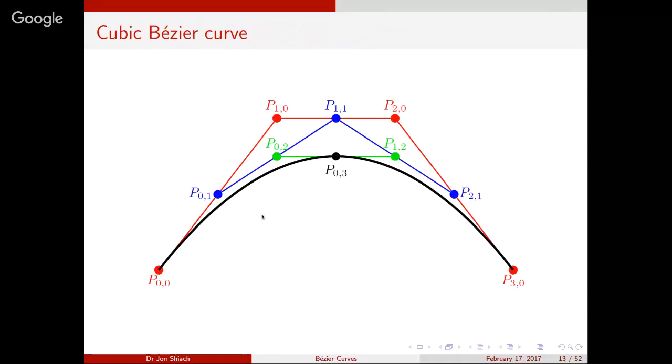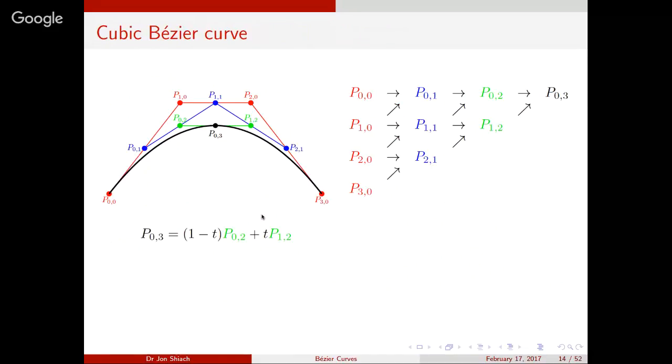When you start to get higher order degree curves, it starts to get more and more control points coming in. So here, I've got a cubic Bezier curve, so I've got 4 initial control points, P00 up to P30, so the red ones. The blue ones are found between the red ones, the green ones are found between the blue ones, and finally our point on the curve is found between the 2 green ones. Okay, so it's the same process, we just got up to another degree. So that's your triangular scheme here.